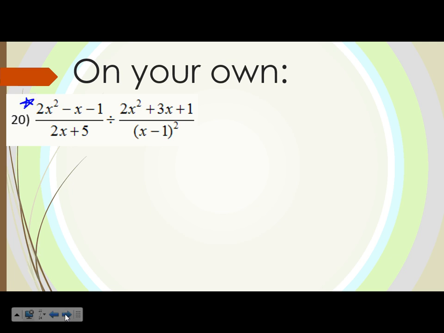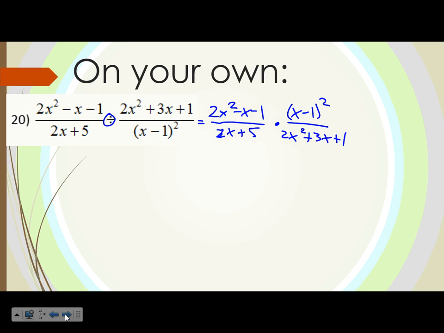Oh, sorry, don't factor the first one yet. We're dividing, so the first thing we have to do is multiply by reciprocal. Multiply by reciprocal. Minus x minus 1 over 2x, 2x plus 5. Then we have the reciprocal, x minus 1 squared over 2x squared plus 3x plus 1.